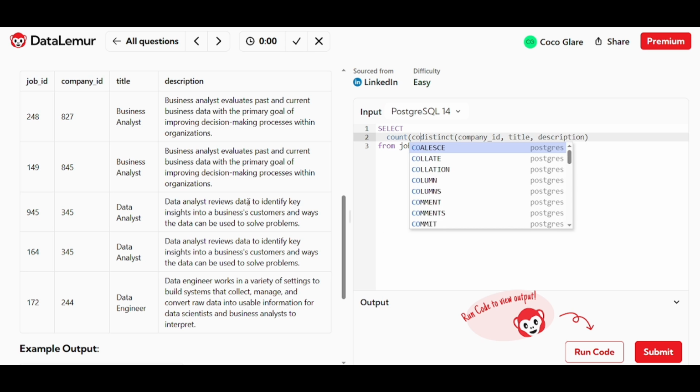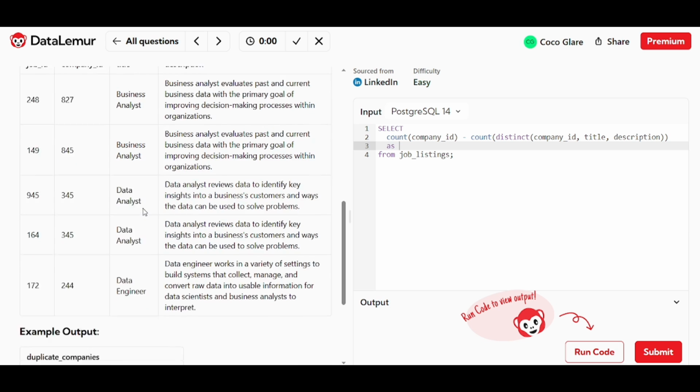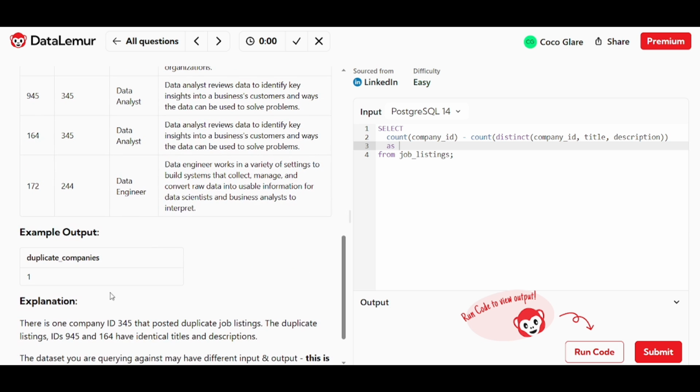So let's say count the company ID minus count of these distinct ones, and return it as, it is written over there how we have to return it, duplicate companies.